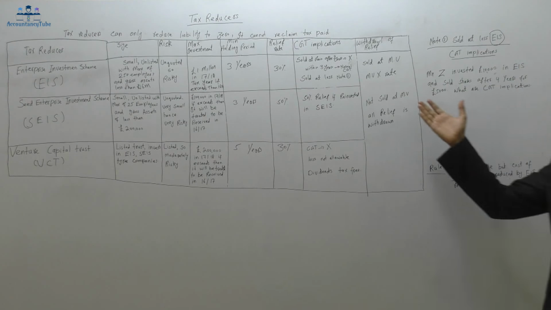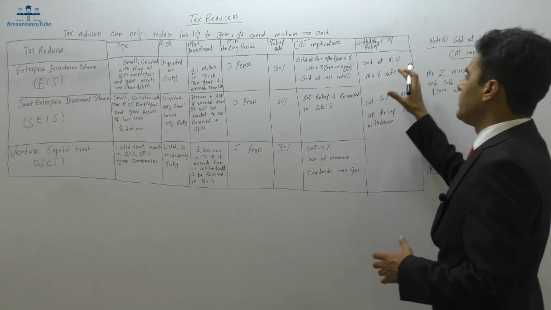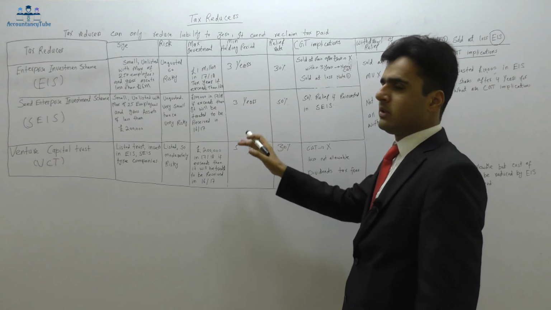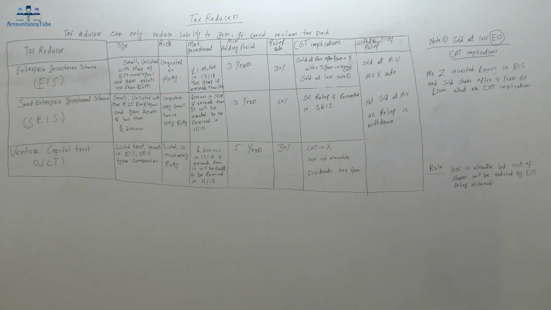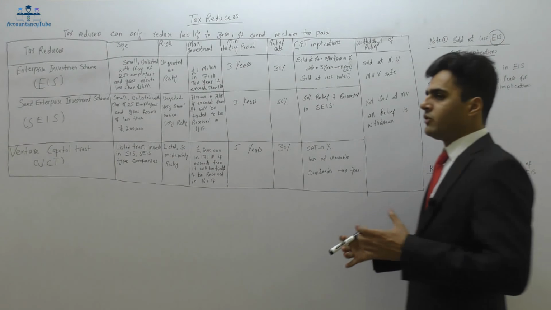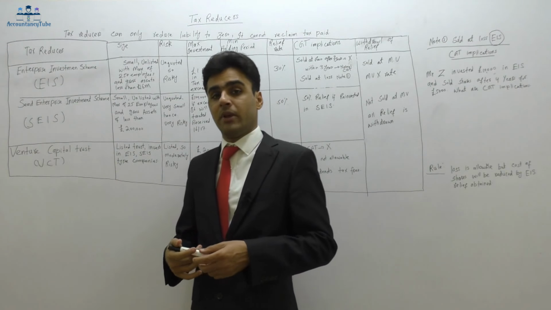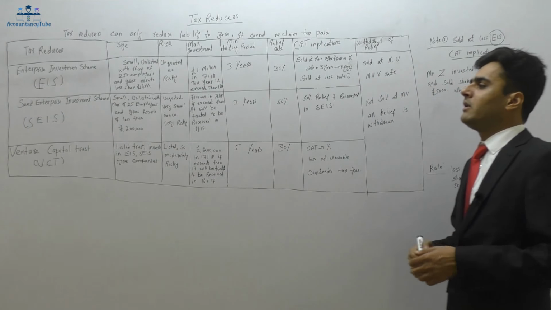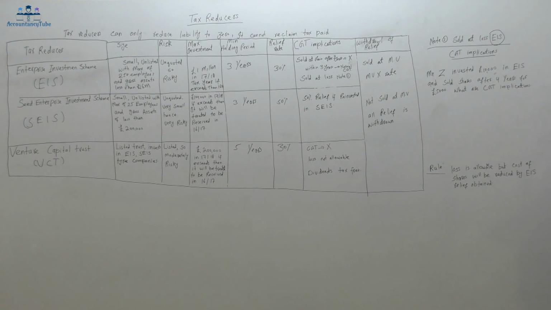All right, so next is the withdrawal of relief. As I said, the rule for withdrawal of relief is exactly the same in all three cases. So if you have sold the shares within the minimum holding period, which in this case as well is 3 years. So if you have held the seed enterprise investment shares and you have sold within 3 years, then HMRC will withdraw the relief.